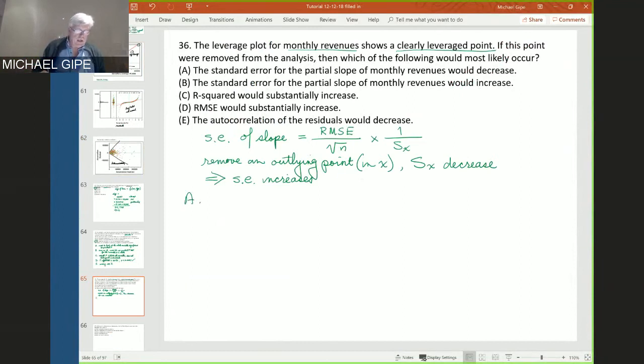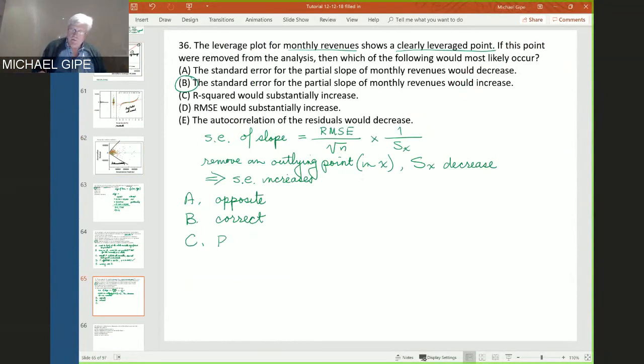Let's take a look at A. Now, A says it would decrease. That's the opposite of what we concluded. And B is correct. So B is the correct answer. How about C? Why is R squared would substantially increase?